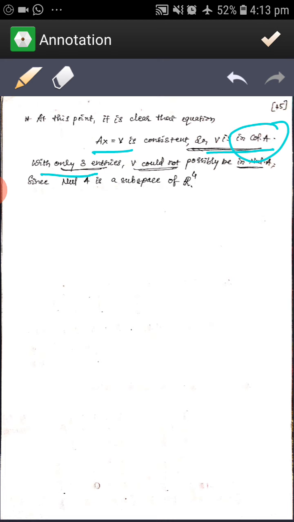With only 3 entries, V couldn't possibly be in null A, since null A is a subspace of R4. So as it is consistent, null A is a subspace of R4. It may not be null A, but null A is a subspace of R4.